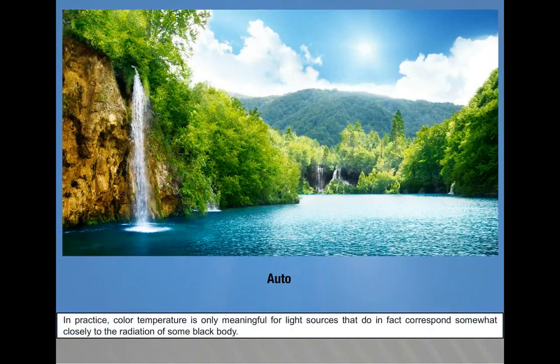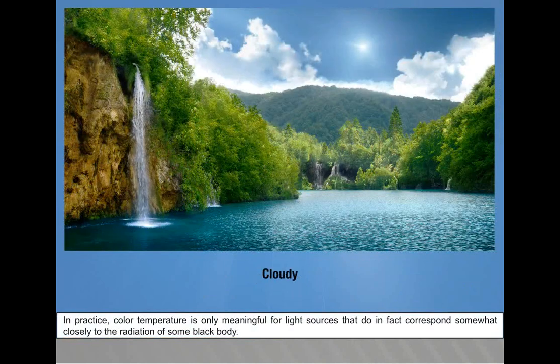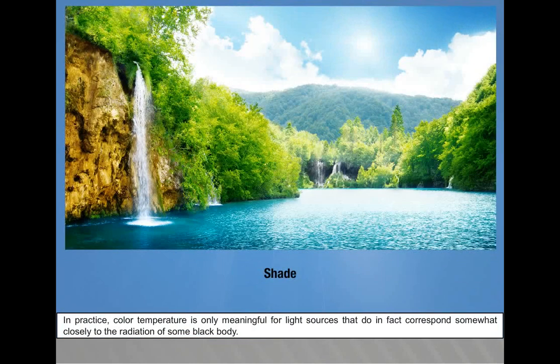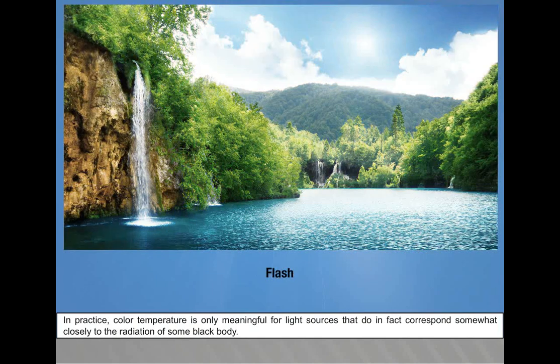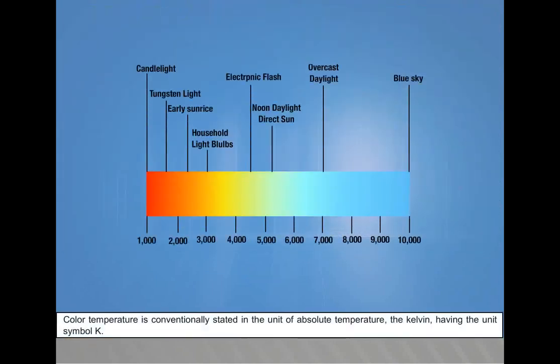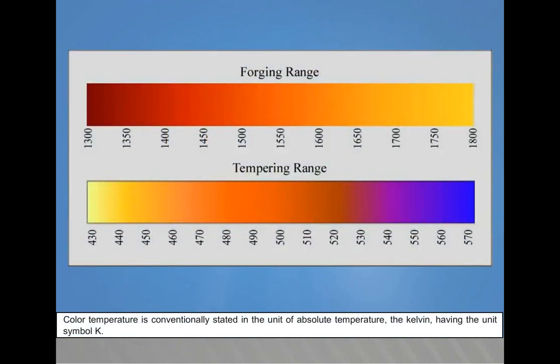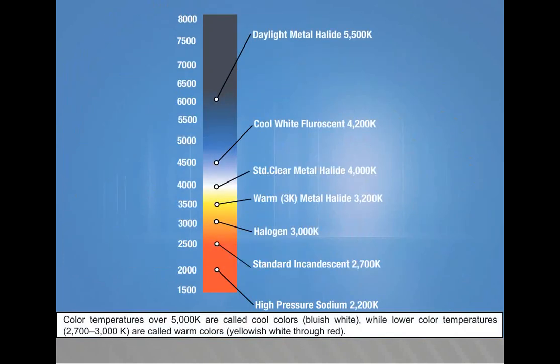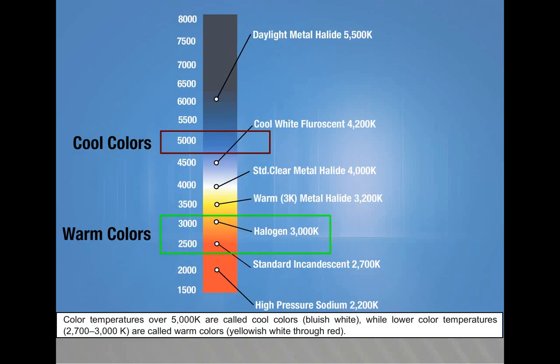In practice, color temperature is only meaningful for light sources that do in fact correspond somewhat closely to the radiation of some blackbody. Color temperature is conventionally stated in the unit of absolute temperature, the Kelvin, having the unit symbol K. Color temperatures over 5000 Kelvin are called cool colors, bluish-white, while low color temperatures 2700 to 3000 Kelvin are called warm colors, that is yellowish white through red.